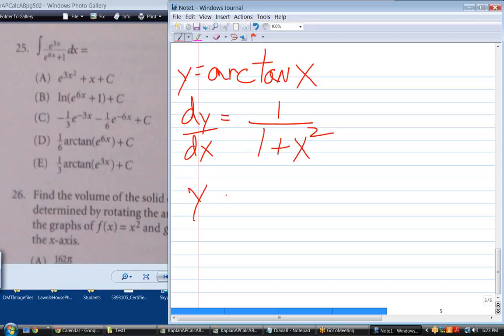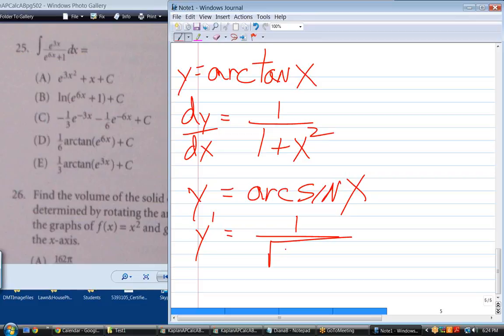Let me do the other main two, which are arcsine and arcsecant. Arcsine of x, so we don't have any chain rule, then y prime is equal to 1 over the square root of 1 minus x squared.